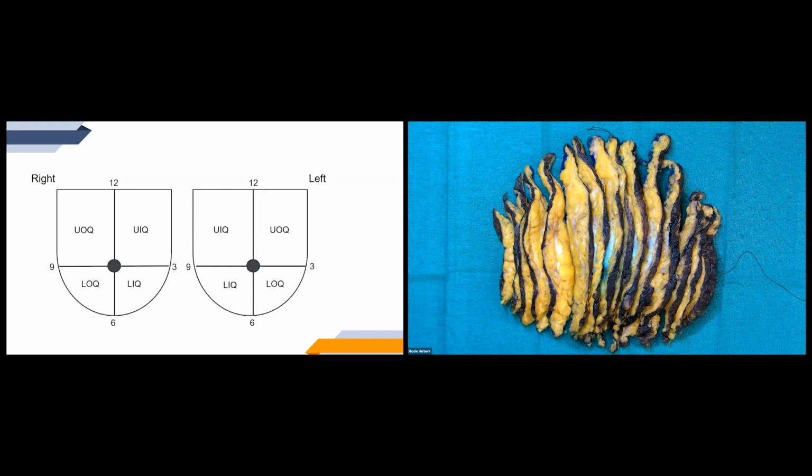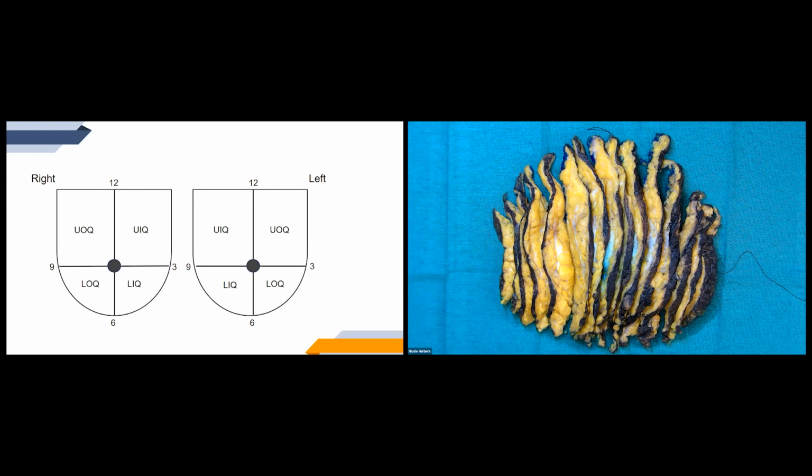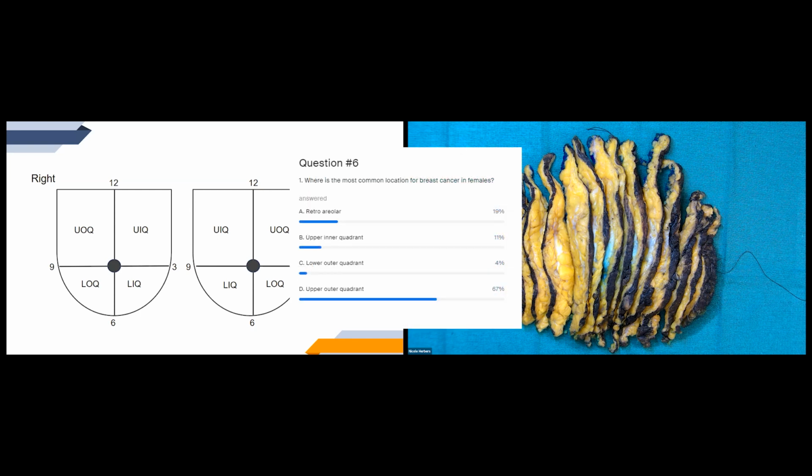So I'm going to put up our next polling question here. Where is the most common location for breast cancer in females? Okay, so I'll stop the polling there. It looks like most people did get it correct. So it is in fact the upper outer quadrant. Males can also get breast cancer, however, it's far less common. And for males, the most common location is the retroareolar.